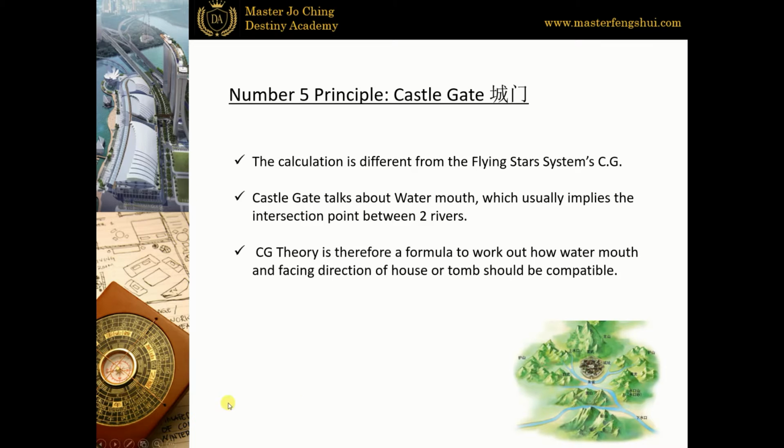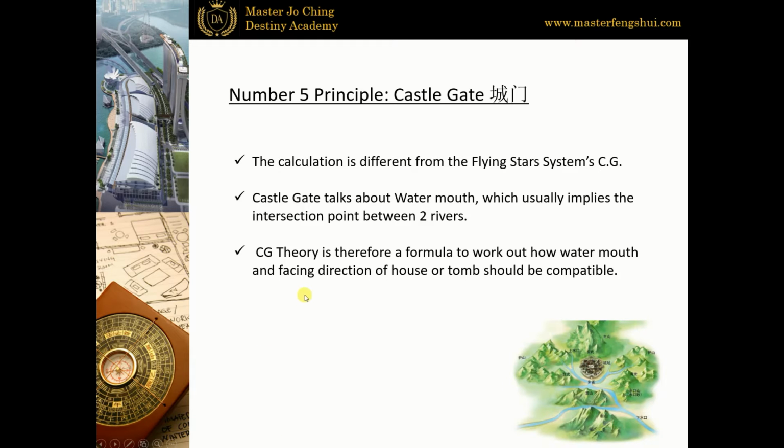If you look at this small little diagram here, at my cursor, this is the meeting of 2 rivers, right? So this is the water mouth. And water mouth is a very, very important concept in landform feng shui.